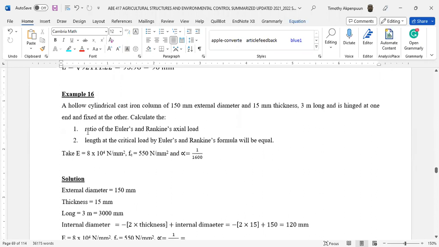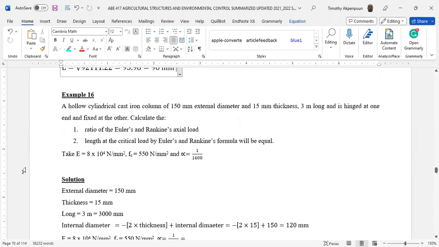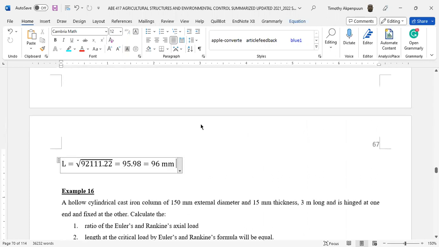Question 16. A hollow cylindrical cast iron column of 150 internal diameter, 15 mm thickness. So what's the external diameter now? Looking at this question, who can tell us what the external diameter is?